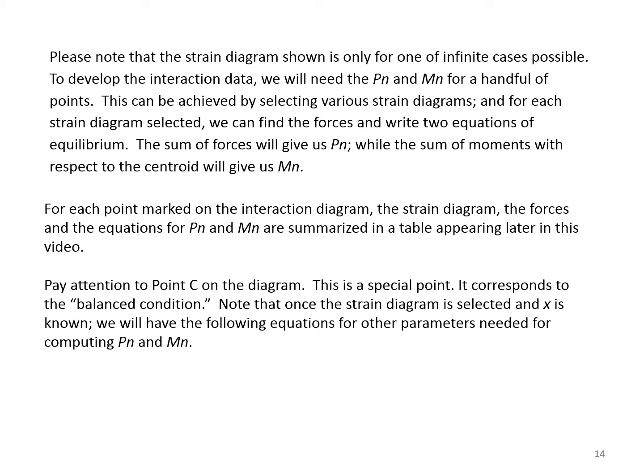Pay attention to point C on the diagram. This is a special point. It corresponds to the balance condition. The balance condition is when the strain in the compressive fiber in concrete is 0.003, then the strain in the tension steel is exactly equal to the yield value. Also note that once the strain diagram is selected and x is known, we will have the following equations for other parameters needed for computing Pn and Mn.